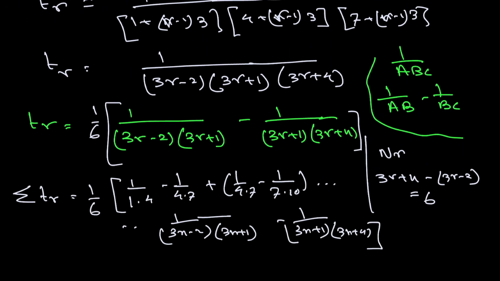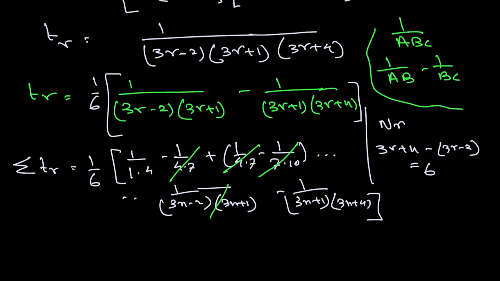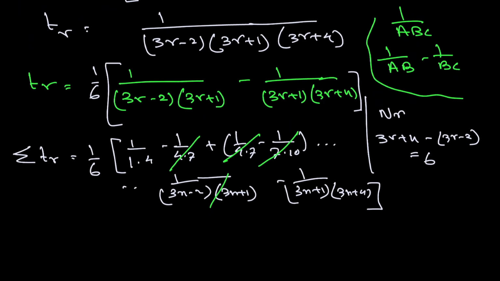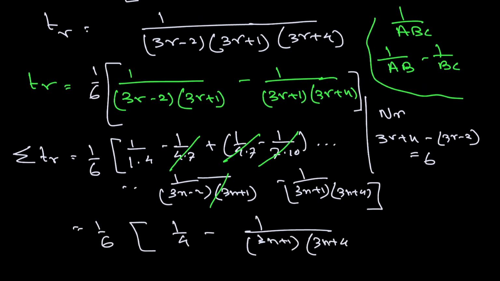So finally we got it. If we see, each term will be cancelled with the others, remaining first term and last term. So we are getting finally 1/6 into 1 by 4 minus 1 by 3n plus 1 into 3n plus 4. Okay, so let's come to another example. Now we can calculate and we'll get the result. So finally, let's go to the next sum.